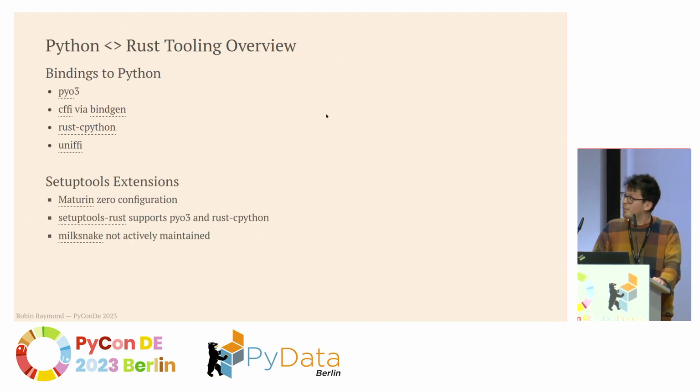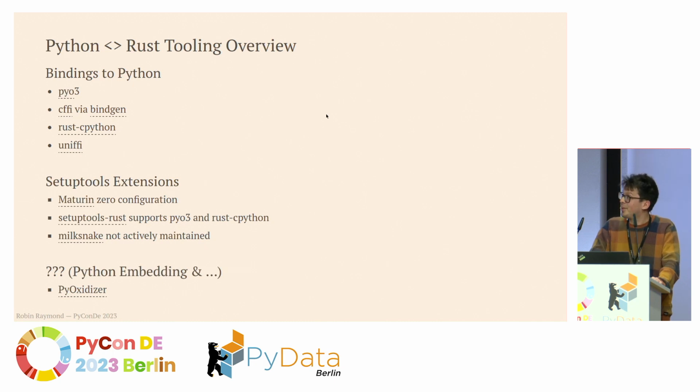The second category is setuptools extensions. Once I have a way of linking the actual languages, there's still the question, how do I set up a build environment that builds the Python code, but also builds the Rust code and links it together? There are multiple projects here. Maturin is the most famous one. They pride themselves on being zero-configuration tooling, and this is also my experience. Unless you do something really crazy, most likely it's just going to work out of the box.